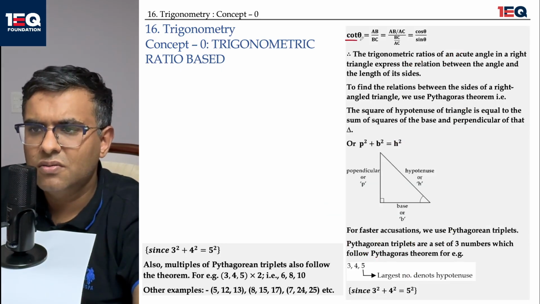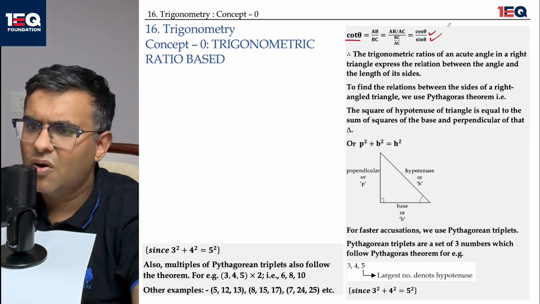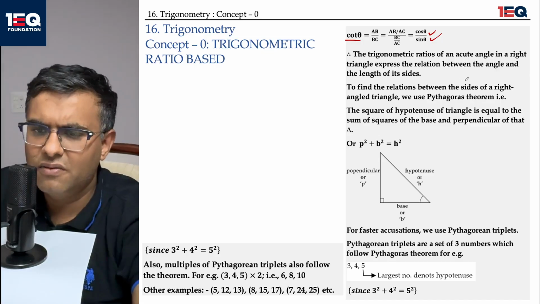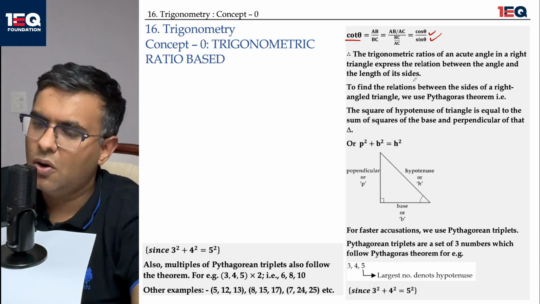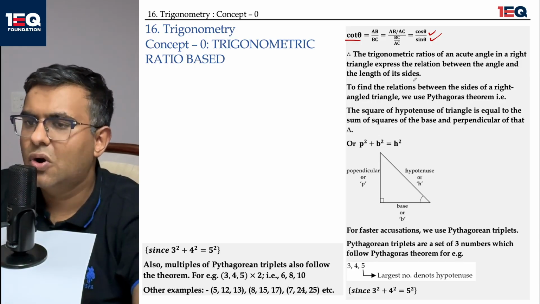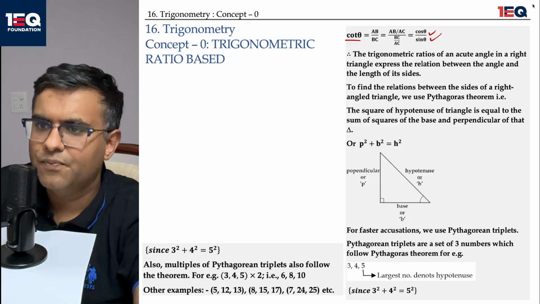Cot is also equal to cos upon sine, and we need not worry about it because we already know that tan is equal to sine upon cos, and cot is the reciprocal of tan. So cot is equal to cos upon sine.